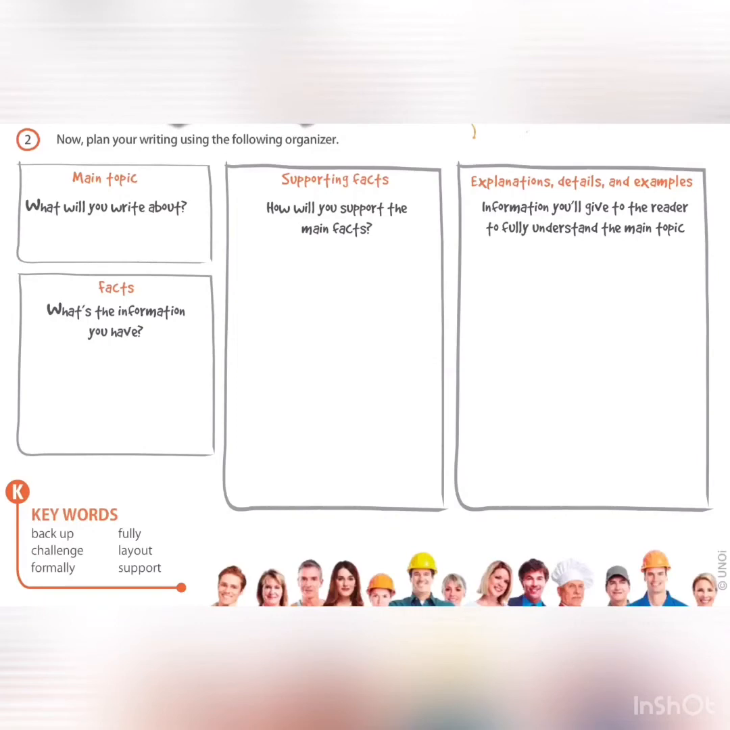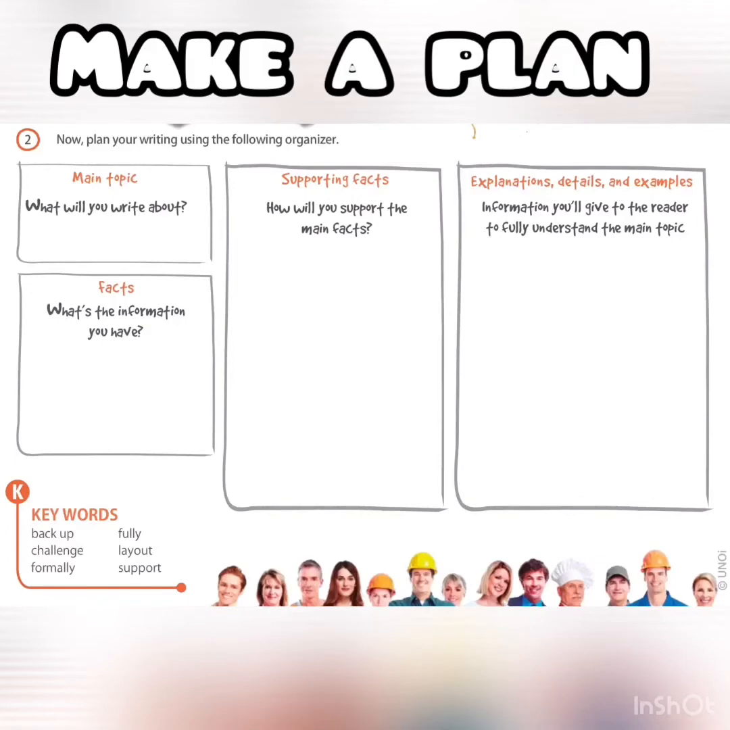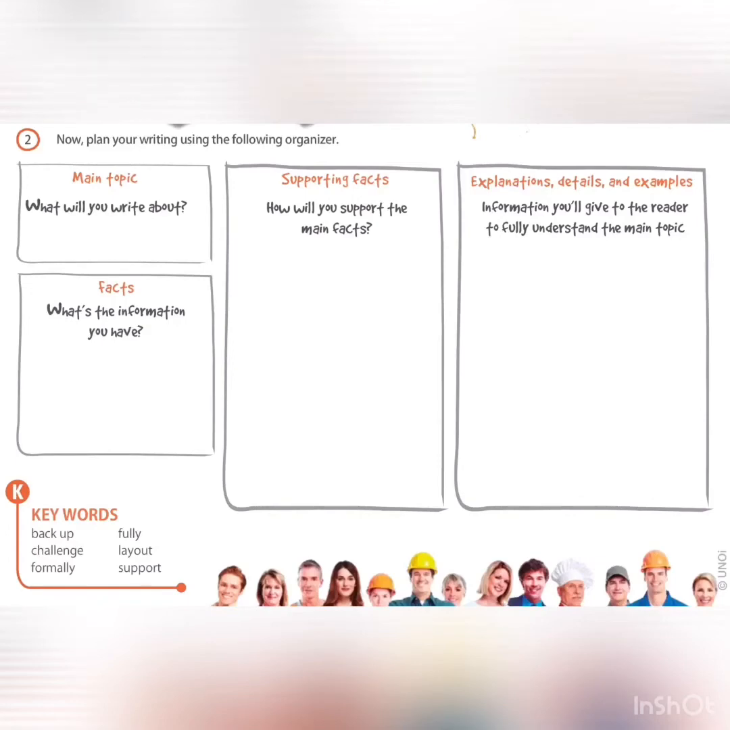Now let's go to the second part. Here, you're going to plan your writing, and you're going to find this organizer here. The first thing that you have to do is write your main topic. What will you write about? What is going to be your topic? Then you're going to write the facts, your main ideas. What's the information that you have?